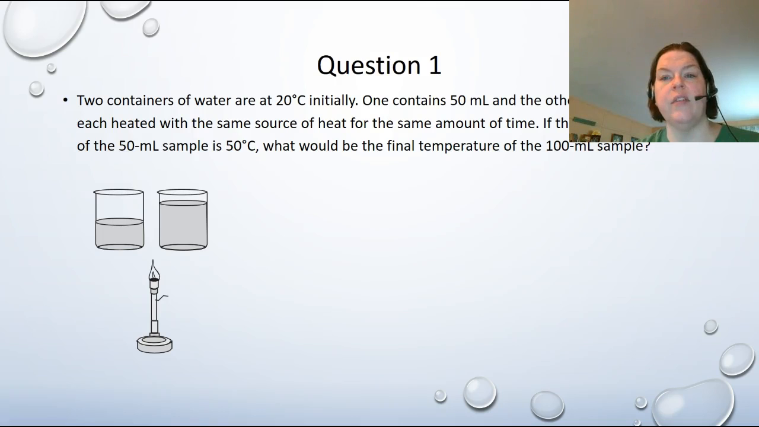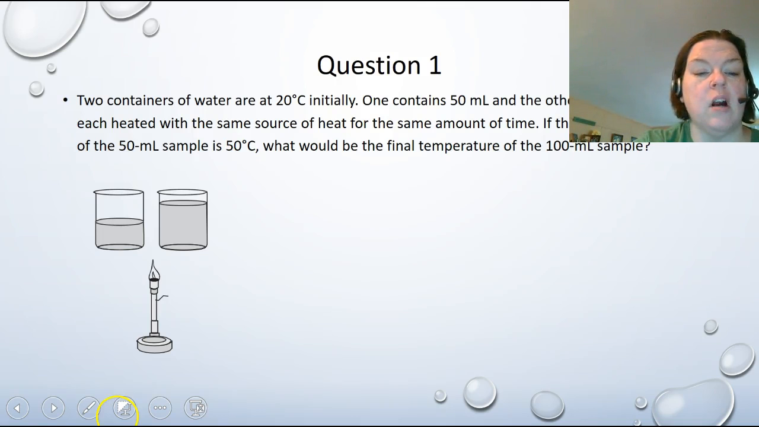One container contains 50 milliliters, the other 100. They're each heated with the same source of heat for the same amount of time. If the final temperature of the 50 milliliter sample is 50 degrees Celsius, what would be the final temperature of the 100 milliliter sample? So we start by looking at some information.